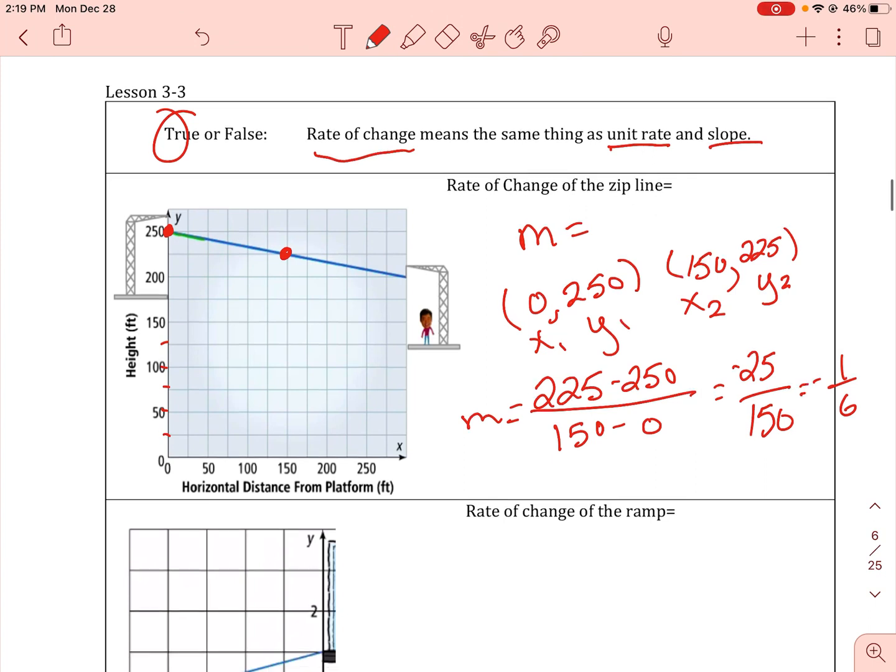Or we can create our slope triangle right here. There's my triangle. I went down. My rise is negative 25 because you see that each interval is worth 25. And then my run, pay attention to your intervals again, is 150. So again, negative 1/6. When reduced, remember to always reduce and keep it a fraction. If it is improper, leave it improper.